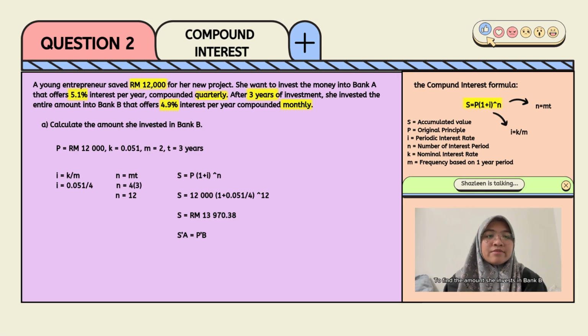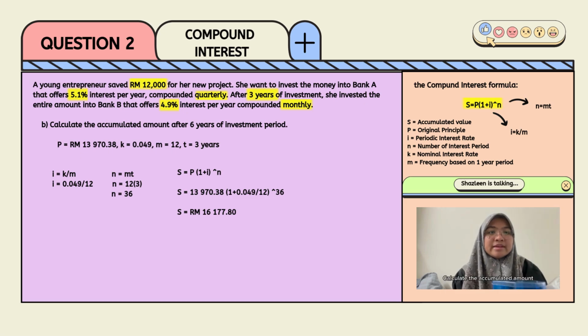To find the amount she invests in Bank B, we should find the accumulated amount in Bank A. So the formula that we can use is S equals P times (1 plus i) to the power of n, where P equals 12,000, i equals k over m, which is 0.051 over 4, and n equals mt, which is 4 times 3. So the final answer is RM30,970 and 38 cents.